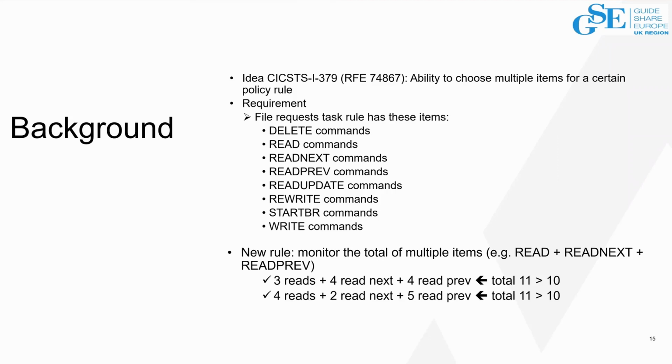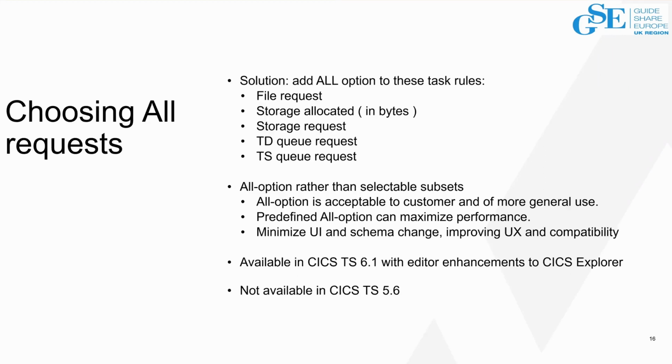Well, we took a look at this and thought, well, this is going to get very messy very quickly. So we went back to the customer and said, well, how about rather than you having an ad hoc combination, why don't we just give you an all option? So you can just say, if any or whatever file control request this program has issued, I don't want to allow more than 10, and they were happy with that, and that made the UI much easier. So that's what we've gone with.